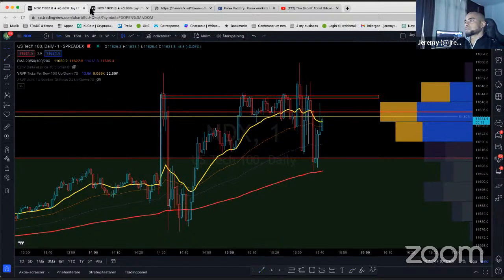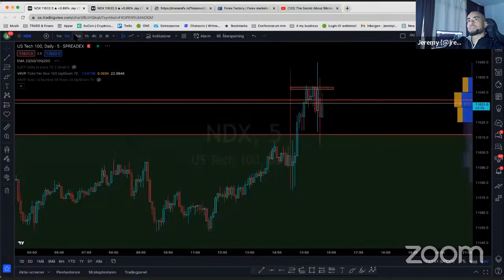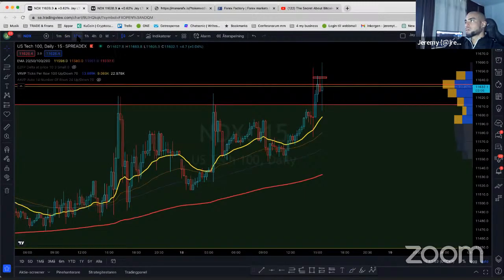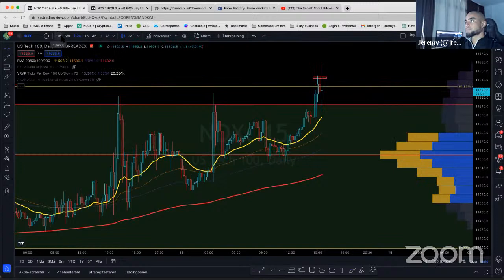While that is happening, we go and check what's going on the 15-minute time frame. So you see this? Wick up, big wick down. Market don't know where to go. Very undecisive right now, very undecisive.